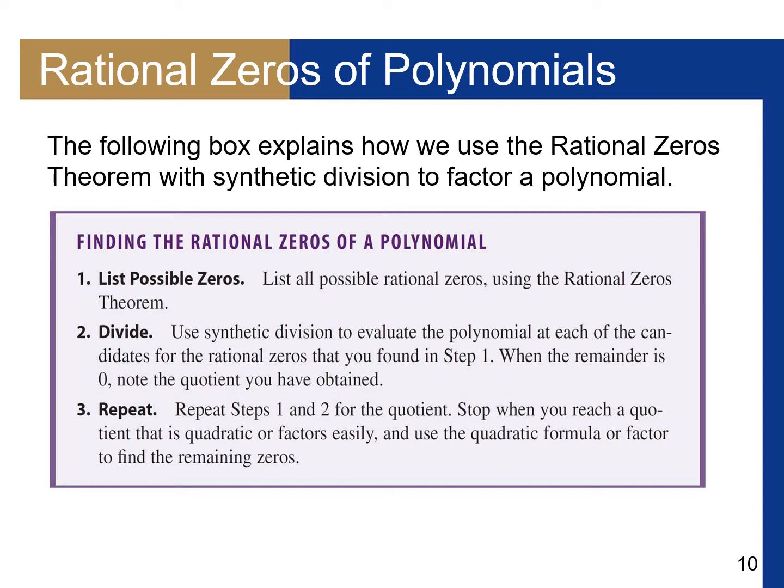So we're going to list the possible rational zeros using the rational zeros theorem. Then we're going to divide using synthetic division, which is easier than what they just did to evaluate. And then we're going to repeat steps 1 and 2 for the quotient. And we're going to stop when we get to something that factors easily, which will either be a quadratic or a linear. And I will show you that.